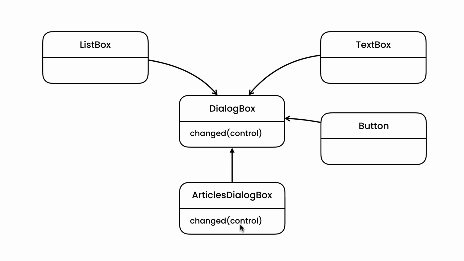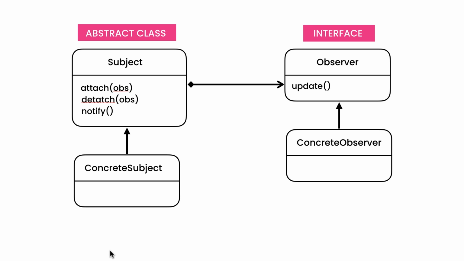To solve this problem, we can implement the mediator pattern using the observer pattern. Let me show you what I mean. First, let's quickly review the structure of the observer pattern. In this pattern, we have the subject that notifies observers when its state changes. As you can see, the subject class talks to observers using an interface. So it's not coupled to a concrete observer implementation. It doesn't know anything about these observers.